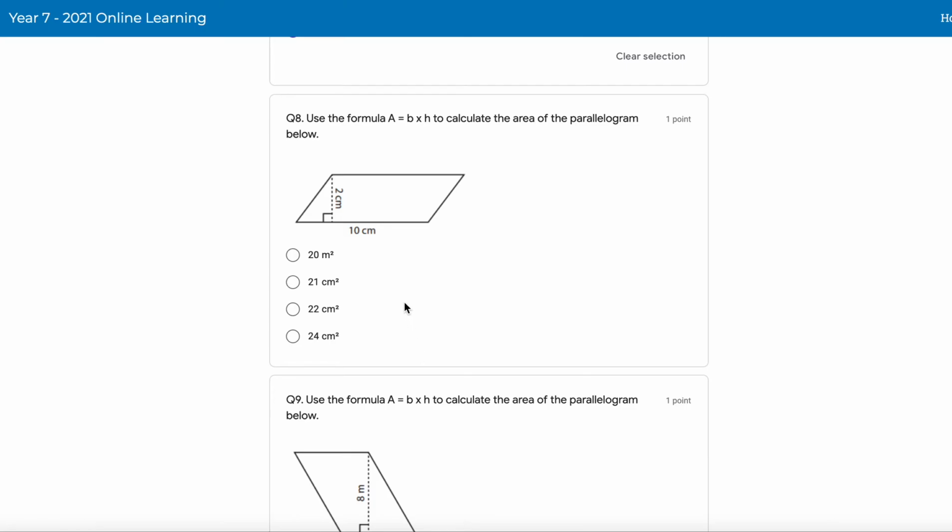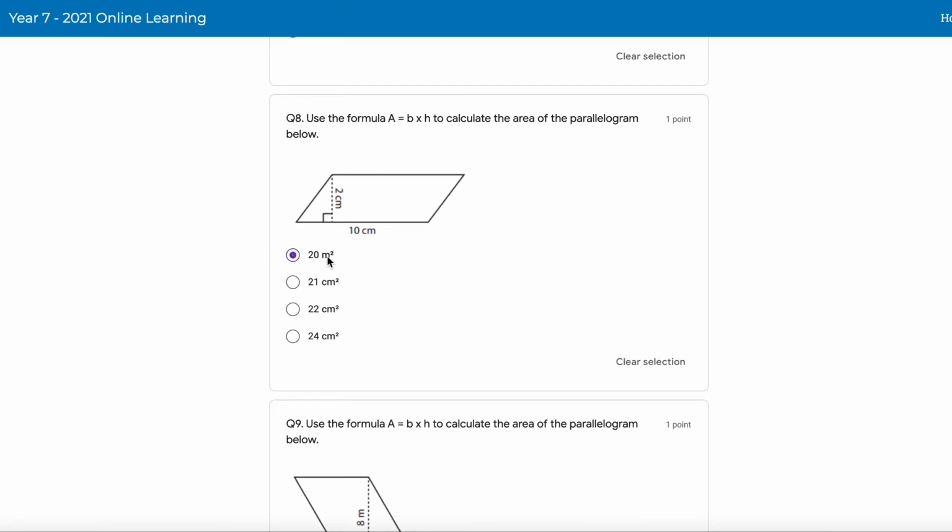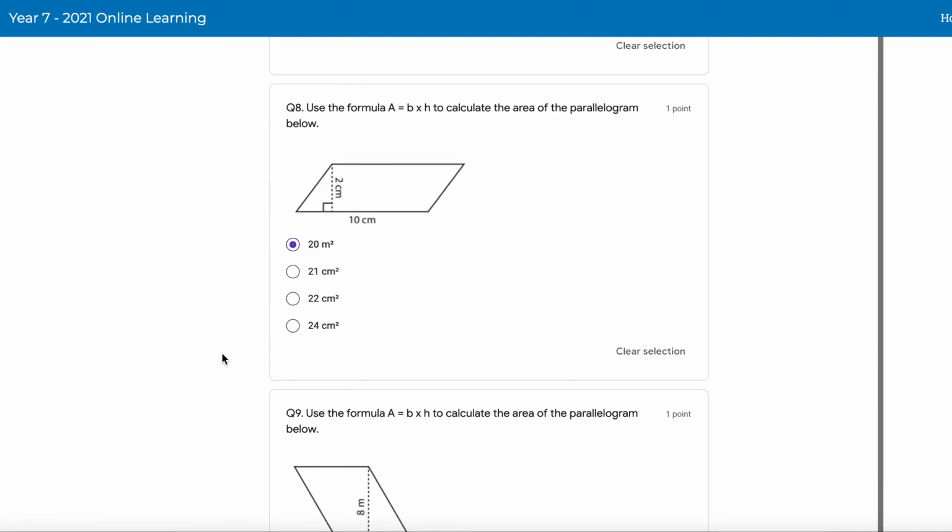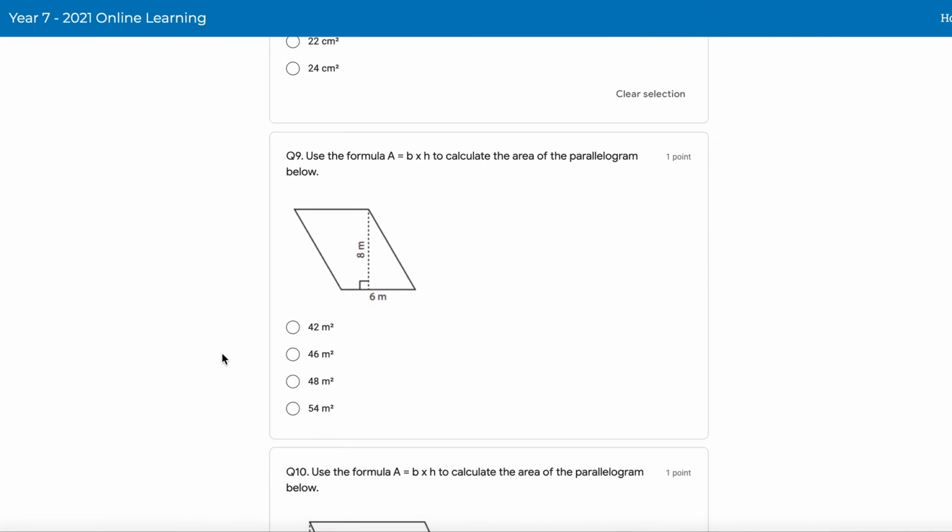Here we have the same thing again. Here's our base back in the normal position. Looks like it's on the base this time. And here's our perpendicular height of 2 centimeters. So 10 times 2 is 20. Oh, is it meters? That's 20 meters. This looks like it's just a problem with the answer, but there should be a C there.